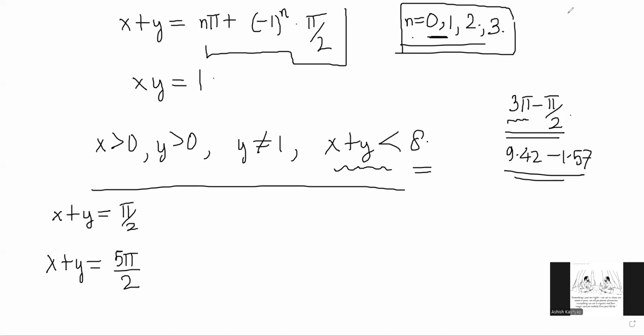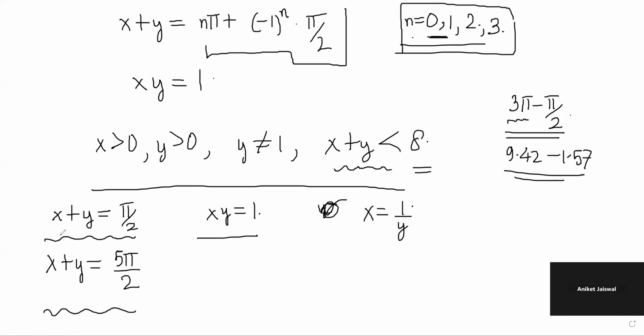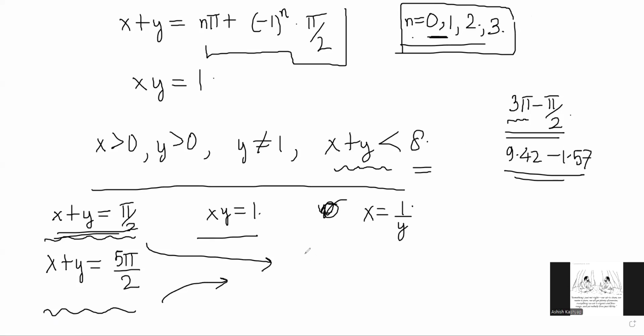So these are the two possible values of x plus y. We already know xy is equal to 1. So then you'll get a quadratic in each case, right? You can put y is equal to 1 by x, or x is equal to 1 by y, and solve the quadratic in these two cases. You will get two quadratics and two different values of x.